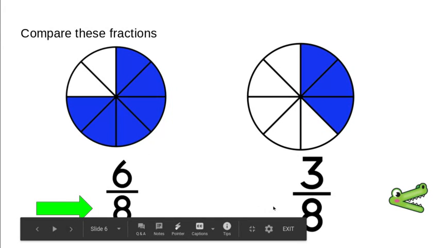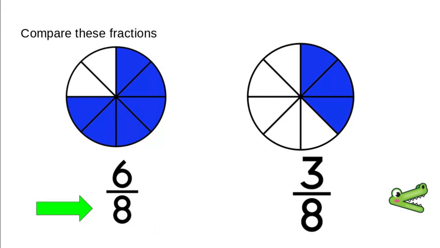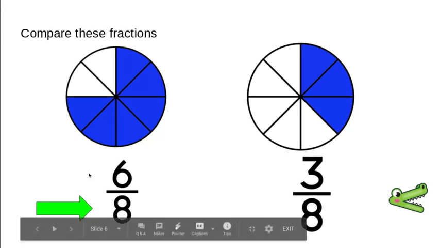Here we go again. So again, the first thing we want to do is look at the denominator. If the denominator is the same, then all we have to look at is the numerator to see which numerator is bigger. And that will give us the answer. So here, the denominators are the same.